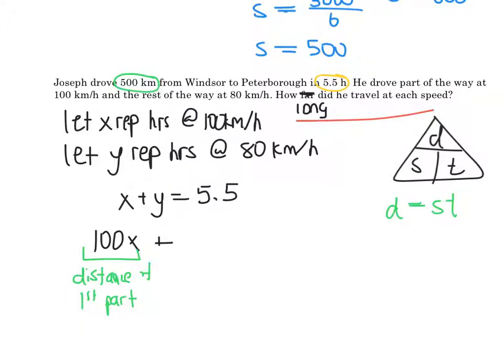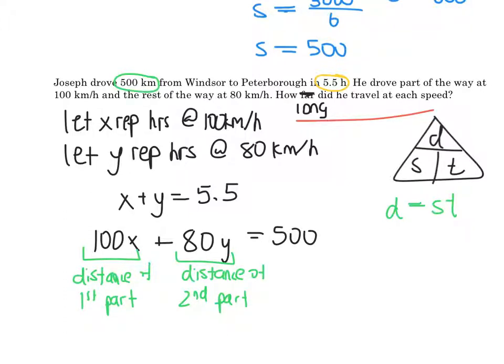Then he changed his speed and he started driving 80 kilometers per hour. The speed is 80. The time is y. It's a variable and that's fine. This is going to represent the distance of the second part. Now if we add up these two distances, it's going to give us the entire trip, which was 500 kilometers. And that's it. This is total distance. And then you can solve in whatever way you choose. Just remember this distance, speed, time triangle.